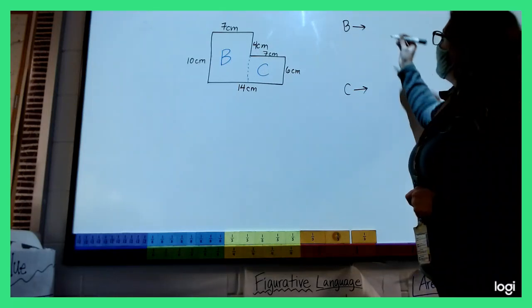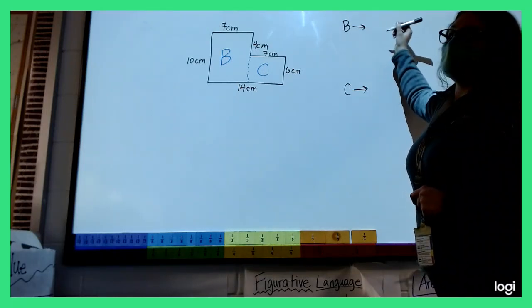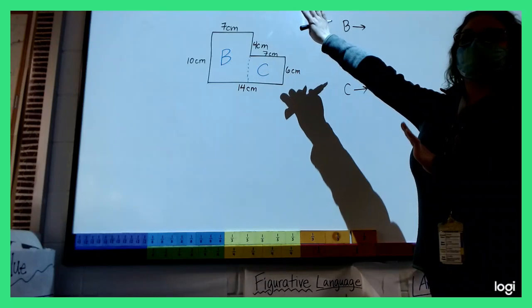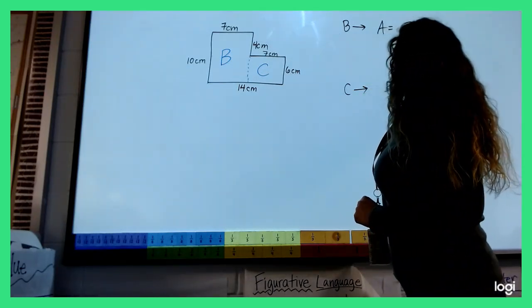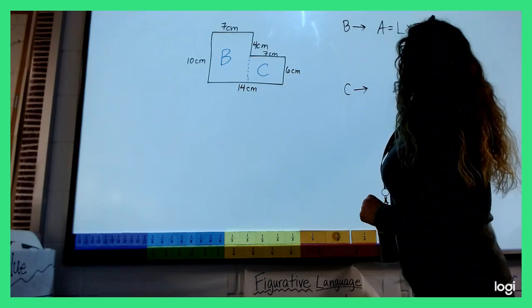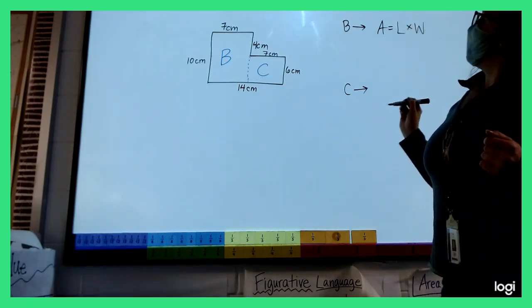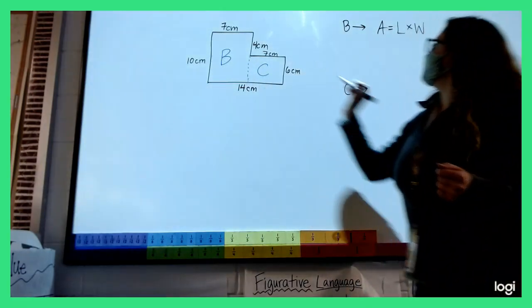Well, just don't look at the picture. What's our area formula? A equals? L times W. All right, good. First step. Now since we're doing shape B, let's figure out what we know.